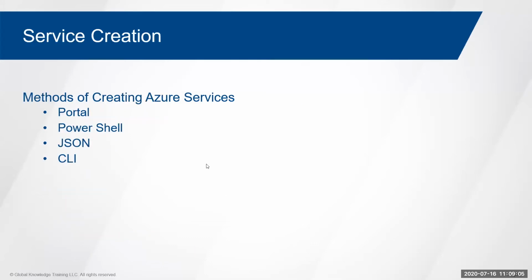Now to actually create these, there's a number of different ways of creating the various services. We do have the portal. The portal is the GUI access point, and you can do pretty well all things in the portal. And then we have PowerShell, we have JSON, and we have CLI. Now, a lot of these things cross over because within the portal, if I have a JSON file, for example, I bring the JSON file into the portal and then I can deploy it from there. The same thing with PowerShell and CLI.